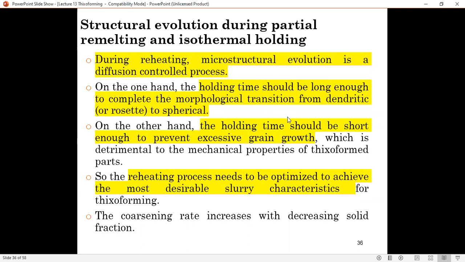It cannot be too long, it cannot be too short. So you need to optimize the reheating process to achieve the most desirable slurry characteristics for the Thixoforming process.